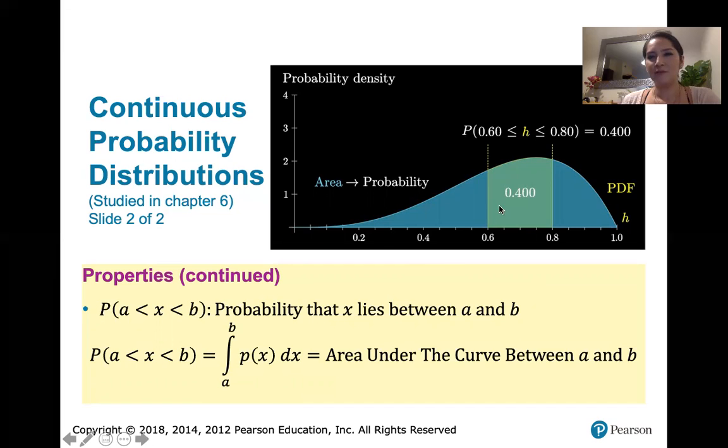So in this example, it looks like h is the variable instead of x. And they're saying the probability that h is between 0.6 and 0.8 is this area here. And it turns out that that area happens to be 0.400. So you take the area under the curve for a range of values of that continuous random variable. That range of values is down here on the horizontal axis. And the area under the curve and between those two vertical lines tells you the probability.